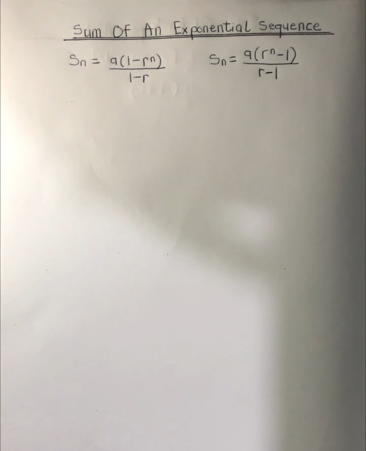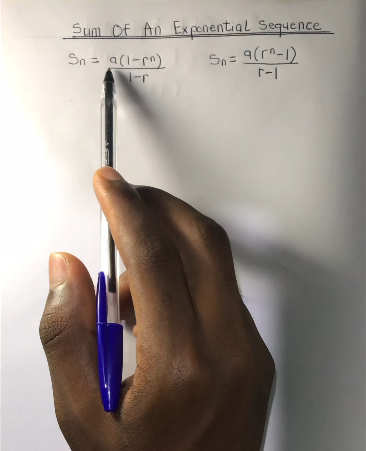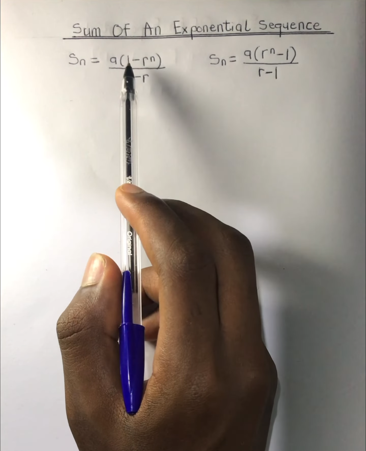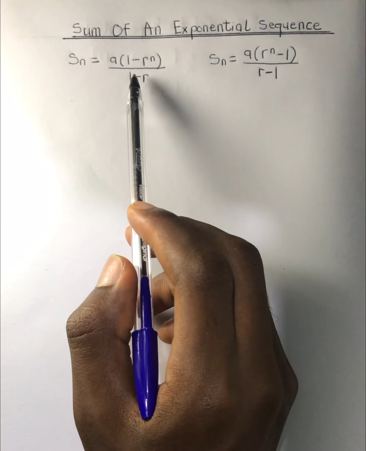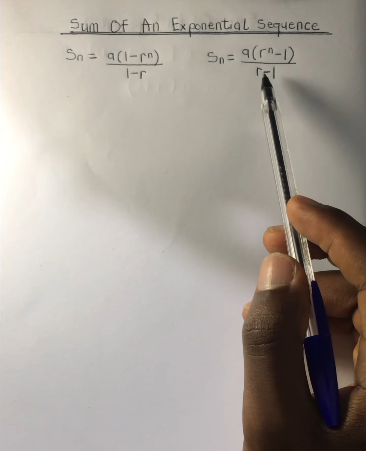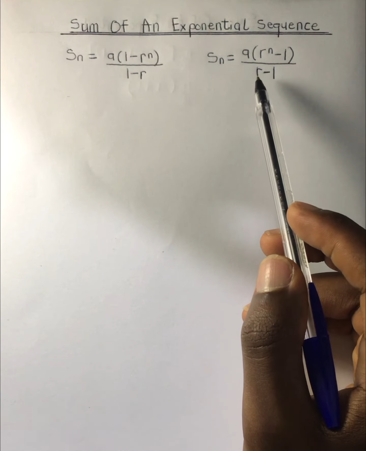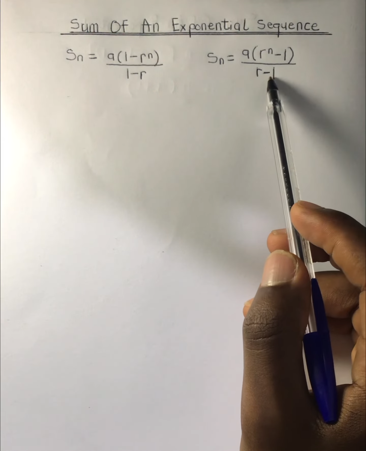Today we'll be looking at finding the sum of a geometric sequence. The general formula for the sum of the first n terms is Sn equals a multiplied by the bracket 1 minus r to the power n close bracket, all over the denominator 1 minus r. The second formula is quite similar; the only difference is the position of the r and the 1.